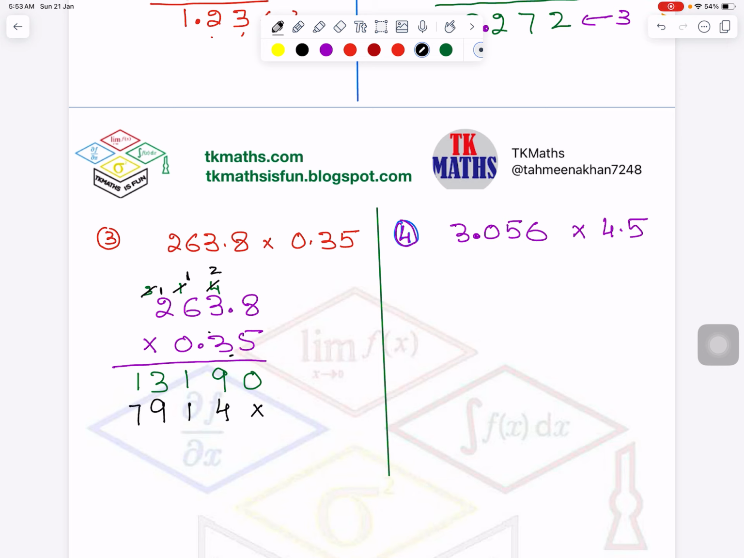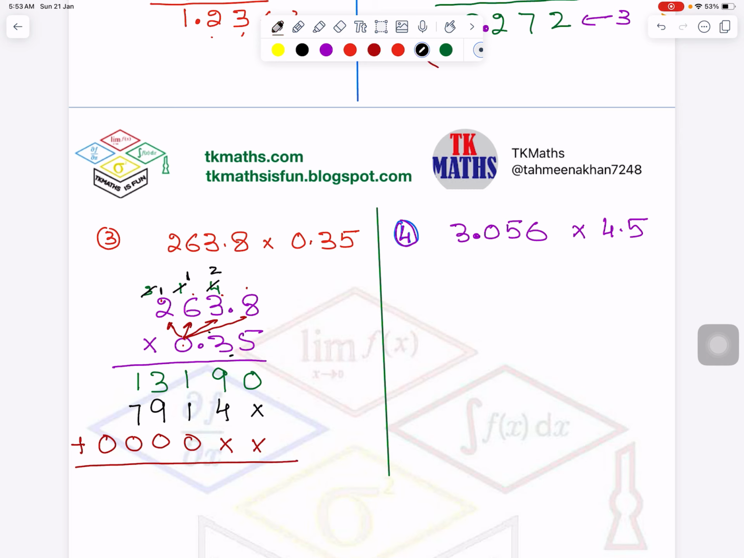Now I will start with 0. So I will put cross here also. We keep increasing the crosses, right? Now 0 multiplied by 8, 3, 6, 2 will be 0. So I am straight away writing 4 zeros. 1, 2, 3, 4. I hope you understand. Now let's add up all of this.